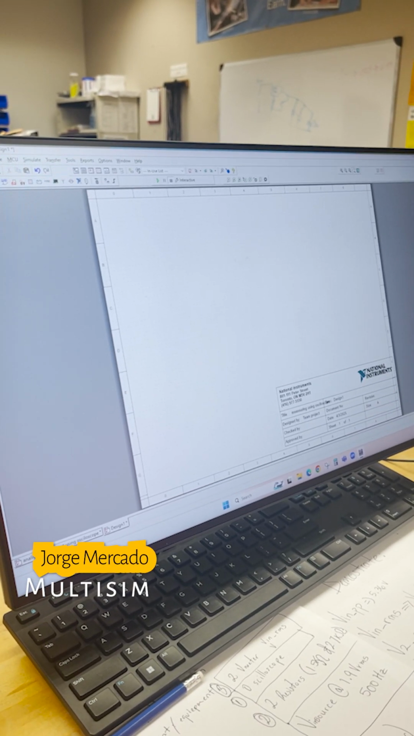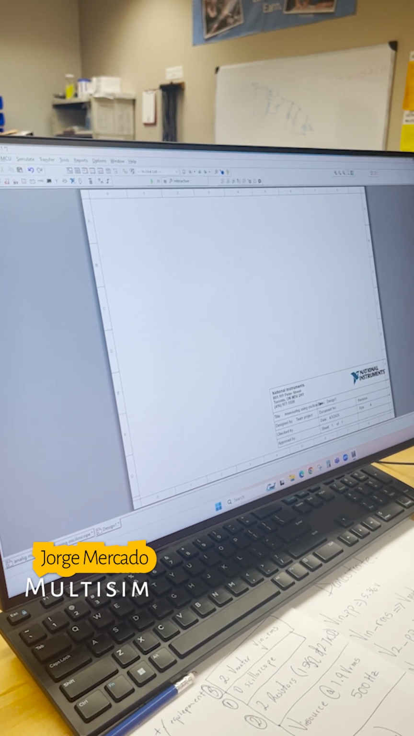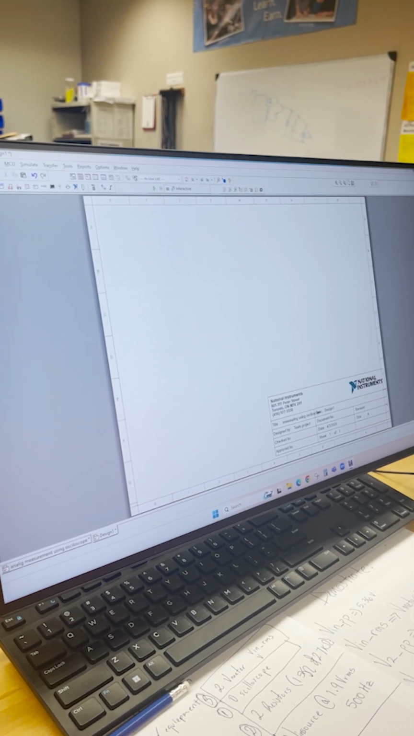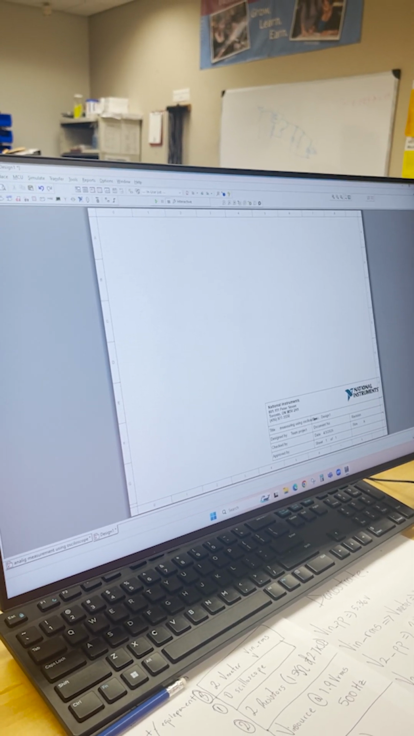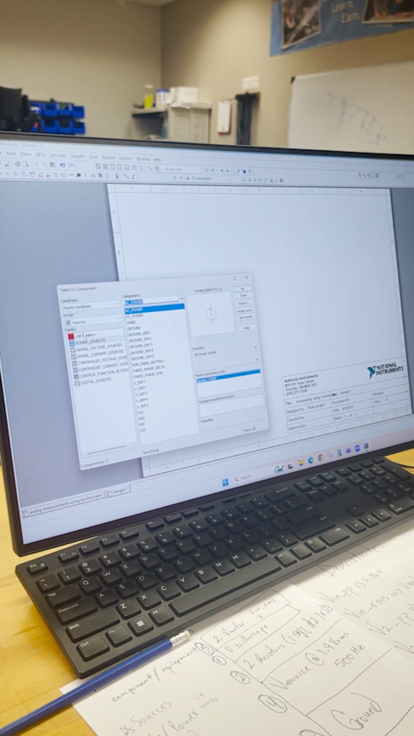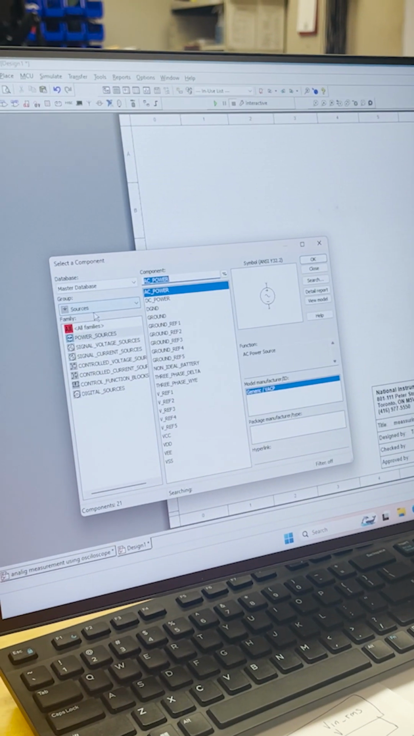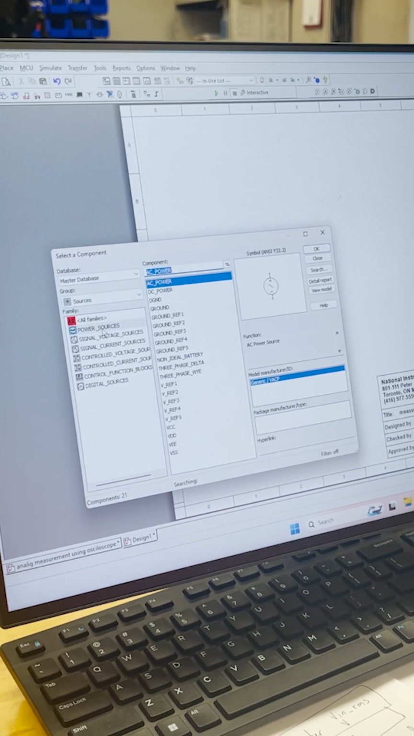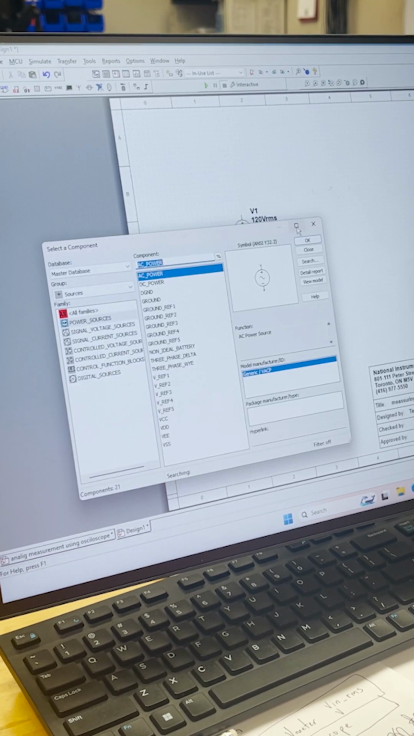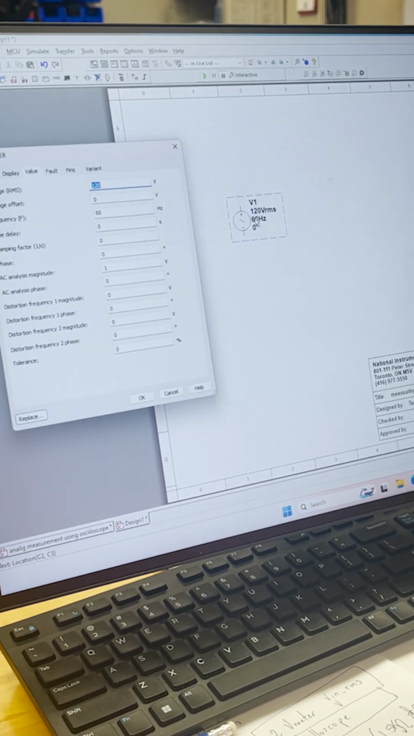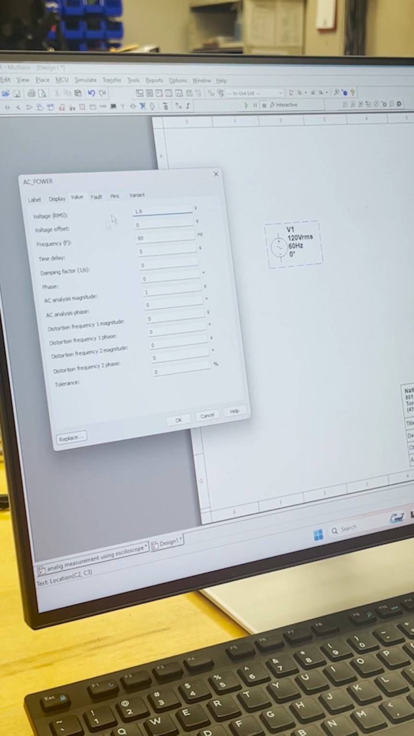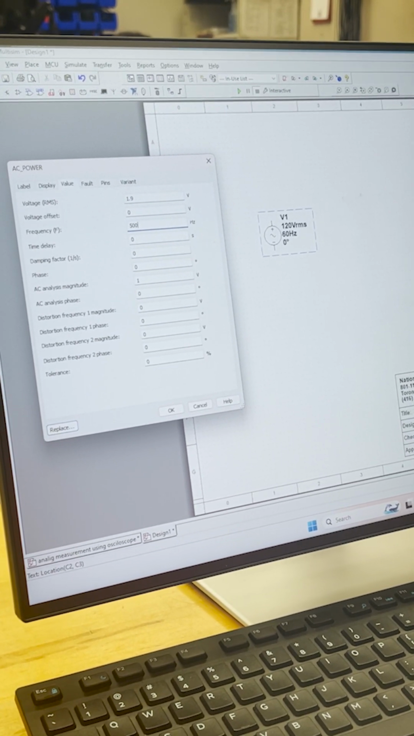So I'm going to be doing the multimeter side of the project on Multisim, and I'm going to start by bringing in all of my components that I'm going to be using. And to start, I will bring in the power source. For that, I will use the AC power. And I'm going to change the voltage to 1.9 and my hertz to 500 hertz.